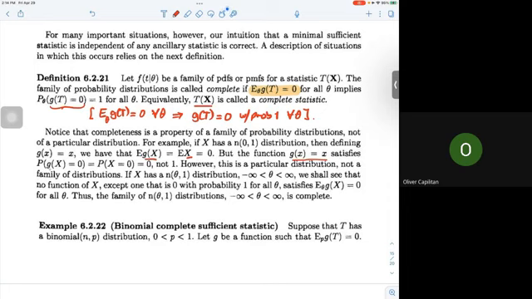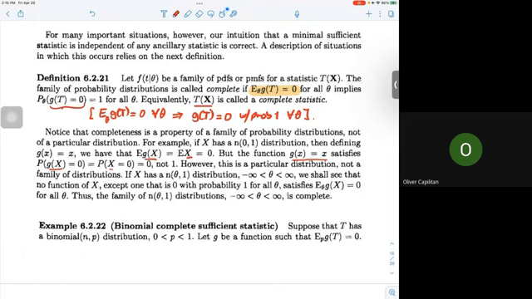And then since g of x is equal to x, we have the probability that x equals 0, okay? And the probability that x equals 0 is equal to 0 because we know that x is a continuous random variable, and the probability that a continuous random variable equals a specific value will be equal to 0, and that is not equal to 1. 0 and not 1. So in this case, this x is not a complete statistic.